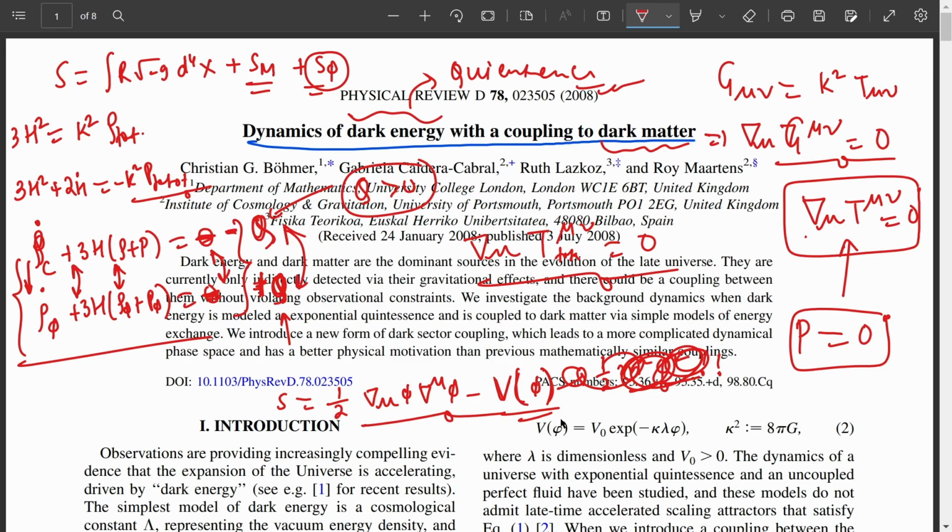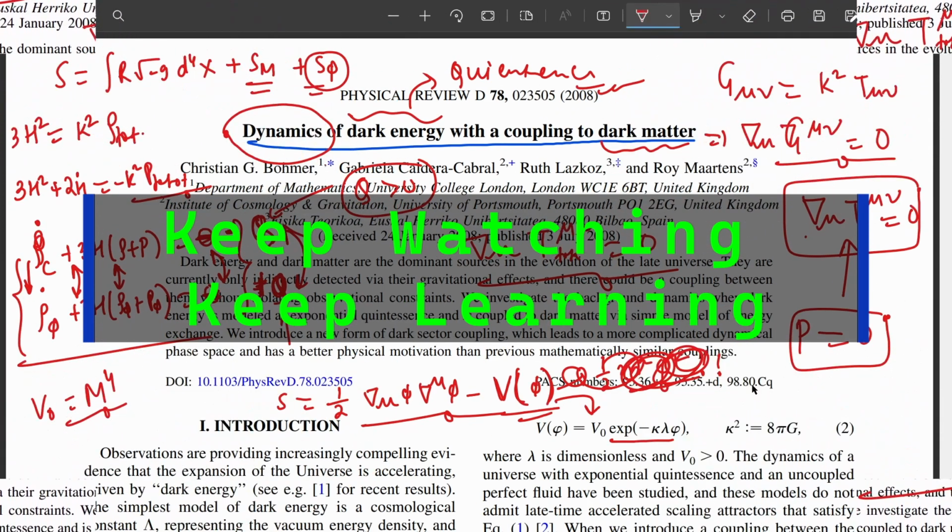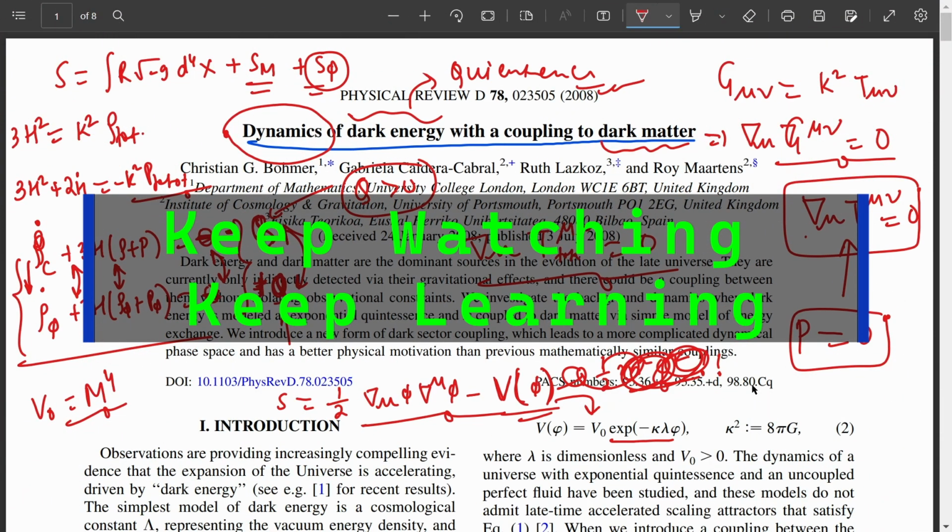Now for this task, they have considered V phi to be V naught exponential of minus kappa lambda phi, where lambda is some kind of parameter, and V phi has the dimension of m to the power 4. Now when they talk about the dynamics, we want to understand the dynamical features of the scalar field and the fluid field. So they have studied it in terms of dynamical variables, which we have already talked about in this channel. Just click on the link to understand how we can study the dynamical stability of the system. We will deal more with it in a later video. So thank you very much. See you later.